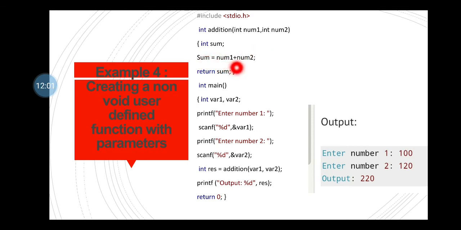Sum is equal to num1 plus num2. Now num1 holds the value of var1, num2 holds the value of var2. We add these two numbers, and the result is stored into the sum variable, and sum is returned, and we store the returned value of sum into res, and then we will display it over here. So printf output res, and that is the last statement, output res, the value of result is 220, as it is the addition of these two numbers.